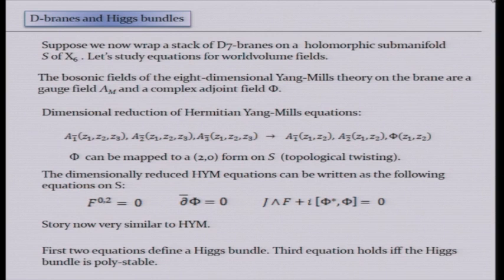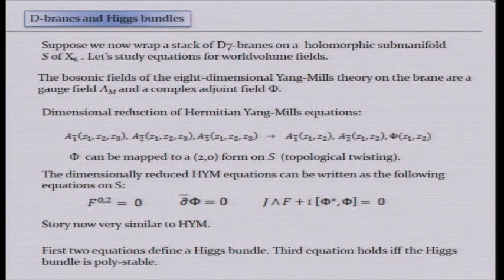So how do we do dimensional reduction? Well, we take our Hermitian Yang-Mills connection. So it had three components, right? D_{z1 bar}, D_{z2 bar}, D_{z3 bar}. And it depended on three coordinates, z1, z2, and z3. And the way we do dimensional reduction is, first of all, we make things independent of z3. So things depend just on z1 and z2.